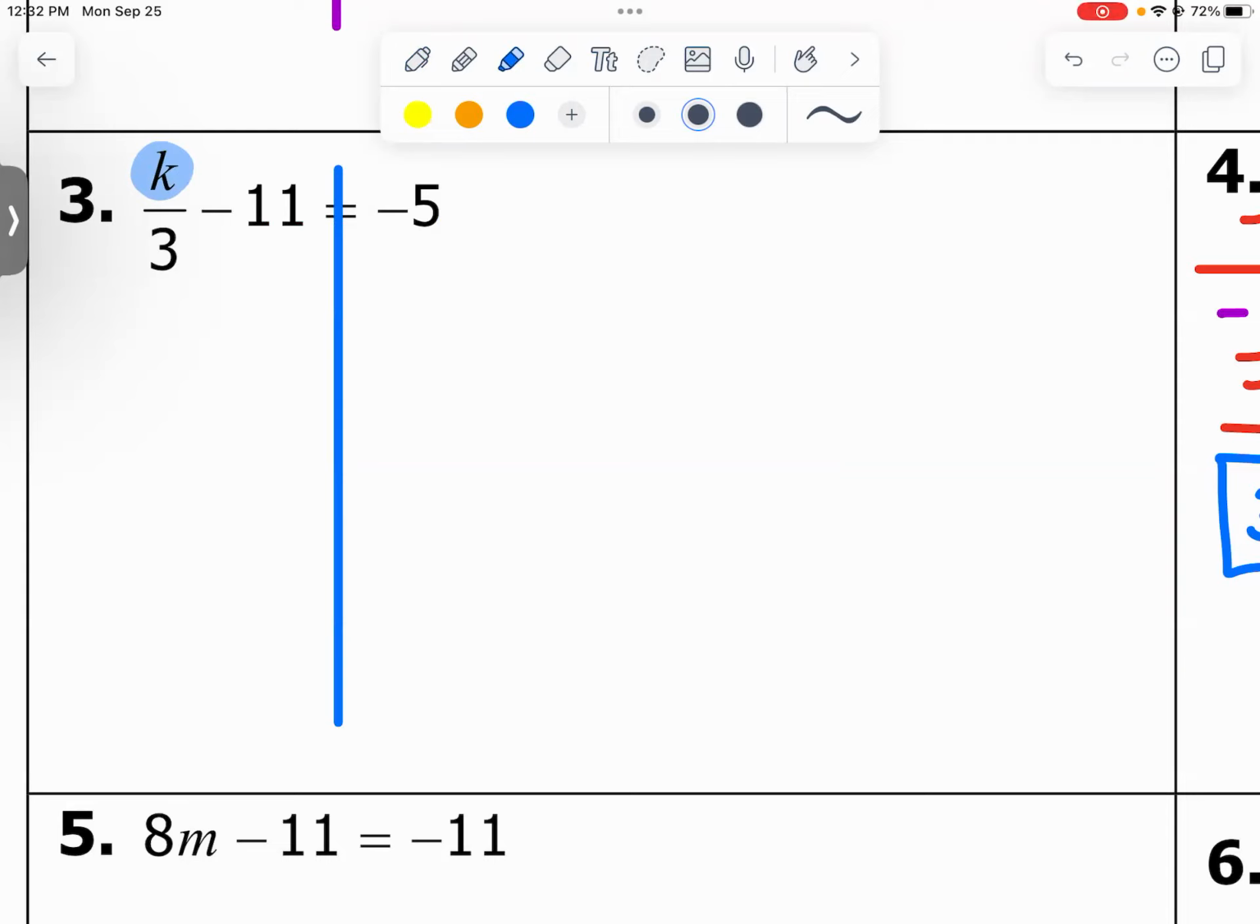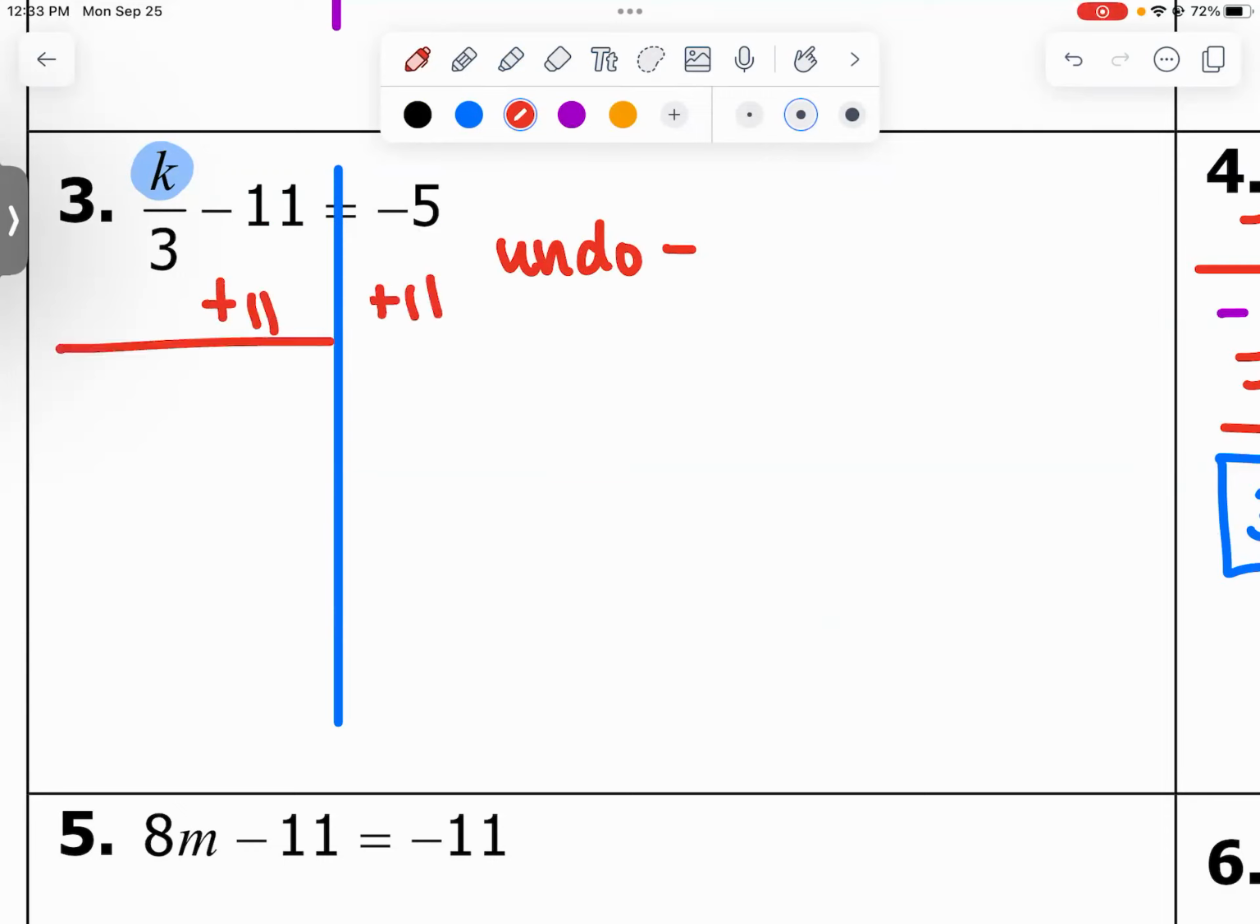Oh, wait. Okay. Why'd you change your mind, Hudson? Yes, it's plus 11. Okay. We need to do that addition or subtraction first. So do you see how the 3 is the closest to K? That means it's the last to go. So like Hudson said, we need to undo our subtraction by adding 11 to both sides. Okay. So we still have K over 3. The 11s undo each other. And -5 plus 11 gives us 6.